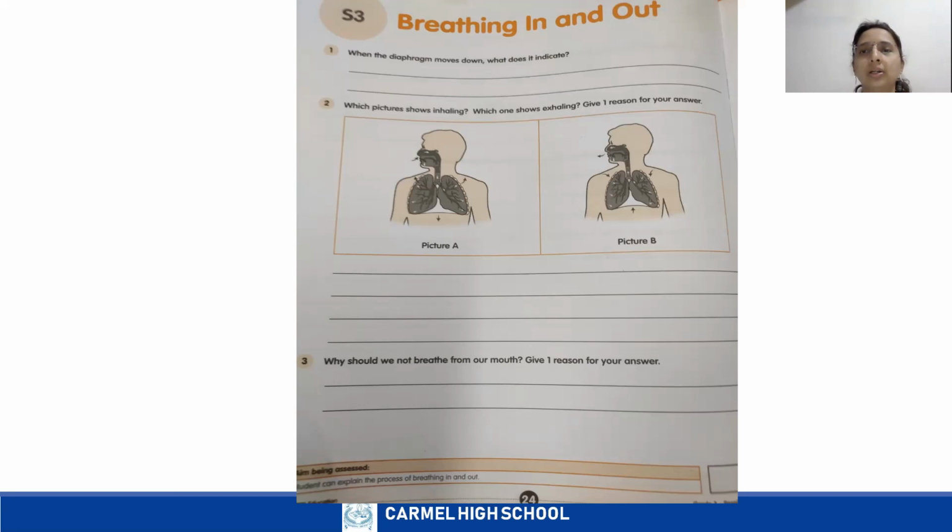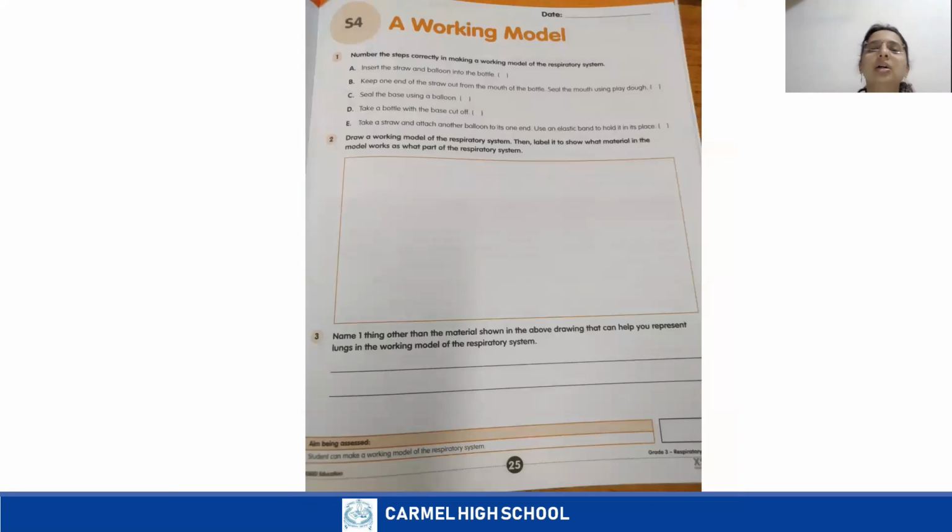Now, we will go for S4, a working model. Next page, children. Page number 25. Write today's date again. S4, a working model. In that, the first question is, number the steps correctly in making a working model of the respiratory system. What is the question? Number the steps correctly in making a working model of respiratory system.